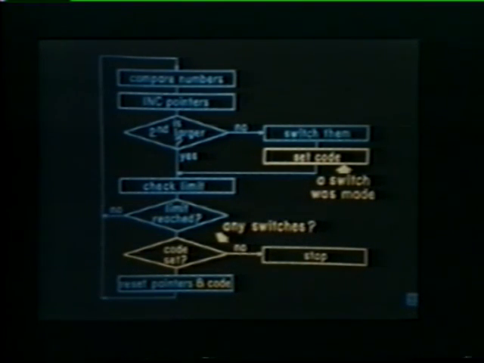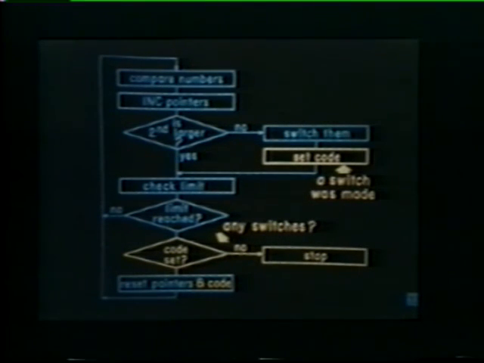Then, after we've checked our limit and found we've gone through the amount of numbers required, we ask if a code has been set. In other words, have any switches been made? If no code is set, indicating no switches have been made, the numbers must all be in proper order, so we can stop the program. If, however, the code is set, we know we're not finished, so we reset the pointers and the code and branch all the way back to start so we can run through the entire program once more.